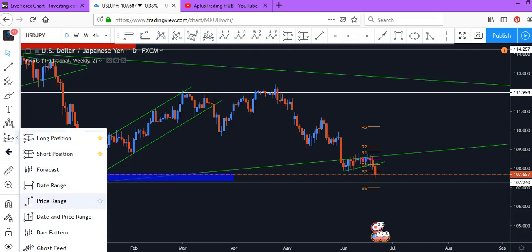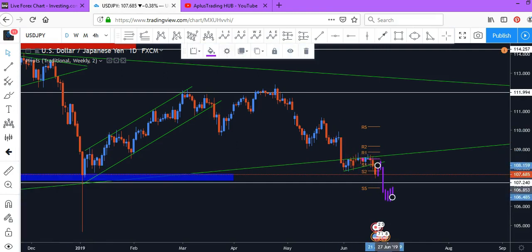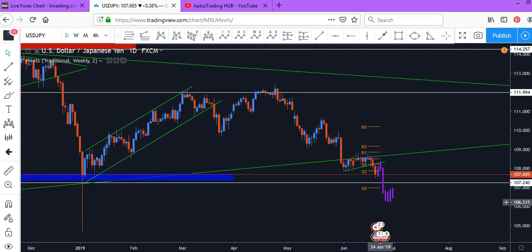So we are looking for exactly this impulse. This is the impulse we are looking for. We are looking for this impulse to happen again, back to this level, back to the bottom here. That is it for dollar yen.